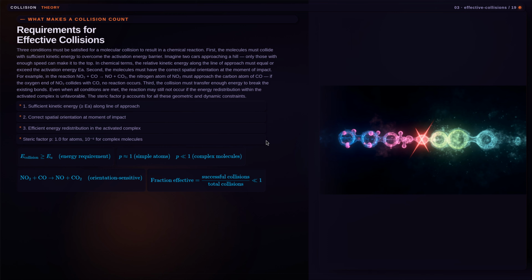Second, the molecules must have the correct spatial orientation at the moment of impact. For example, in the reaction of nitrogen dioxide with carbon monoxide, the nitrogen atom must approach the carbon atom. If the oxygen end collides with carbon monoxide, no reaction occurs. Third, the collision must transfer enough energy to break the existing bonds. The steric factor P accounts for all these geometric and dynamic constraints. It ranges from about 1 for simple atoms to as low as 10 to the -6 for complex molecules.